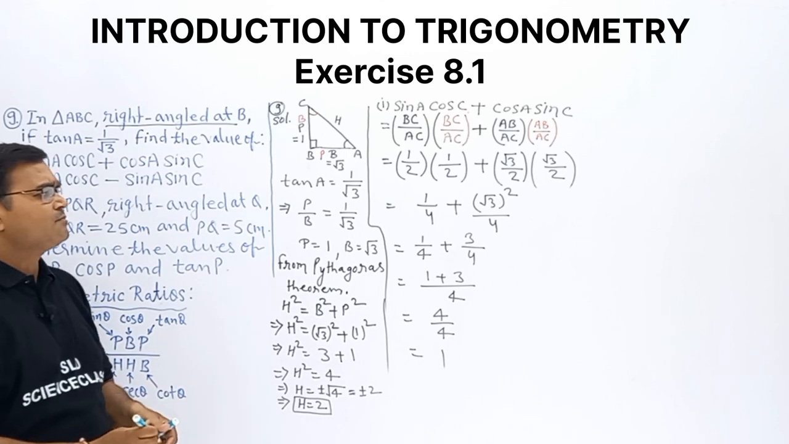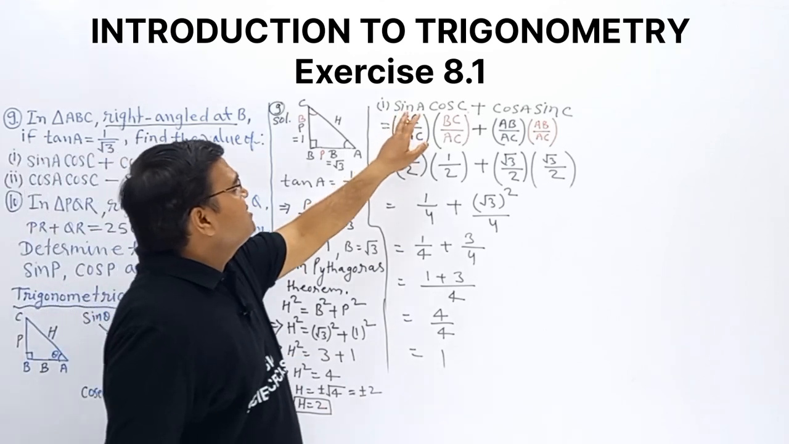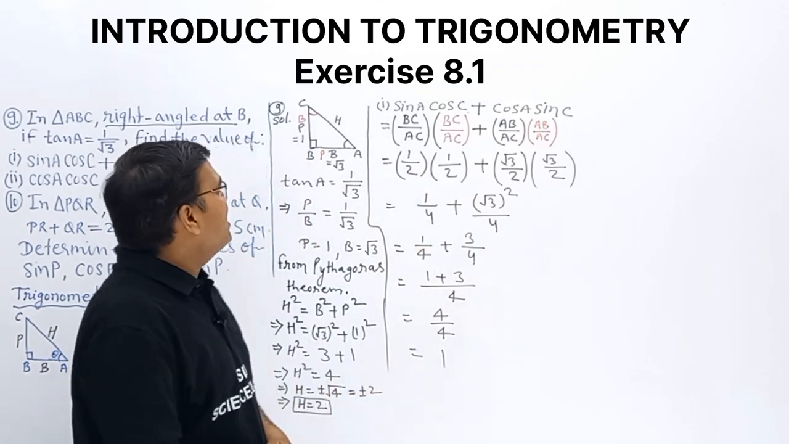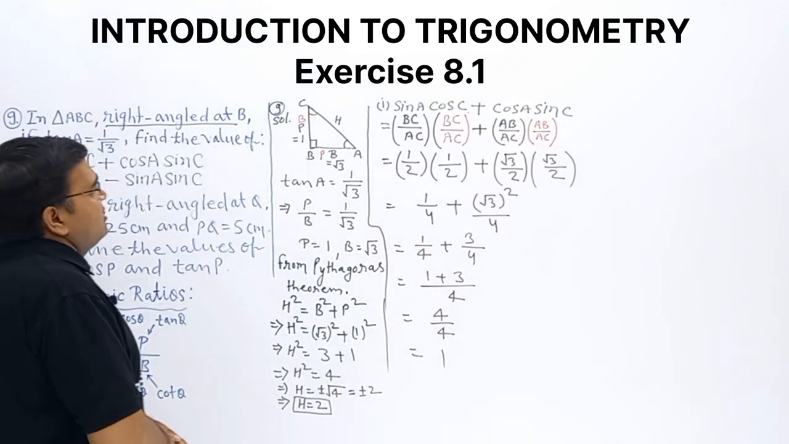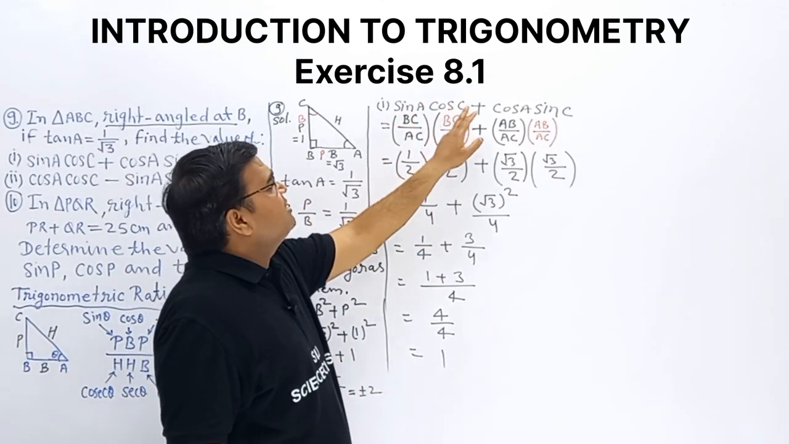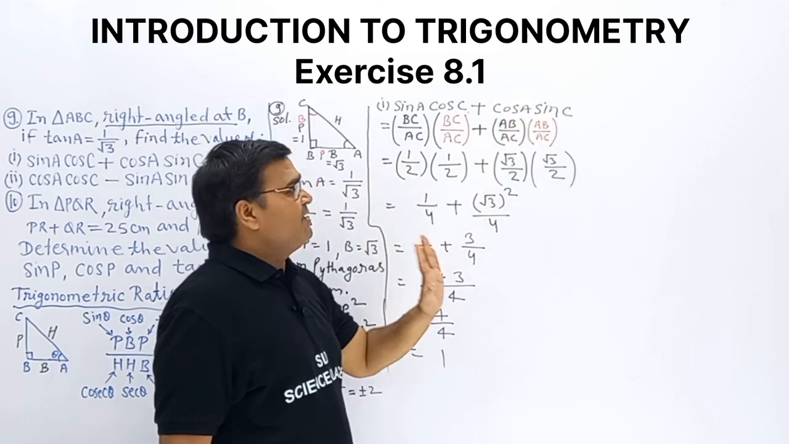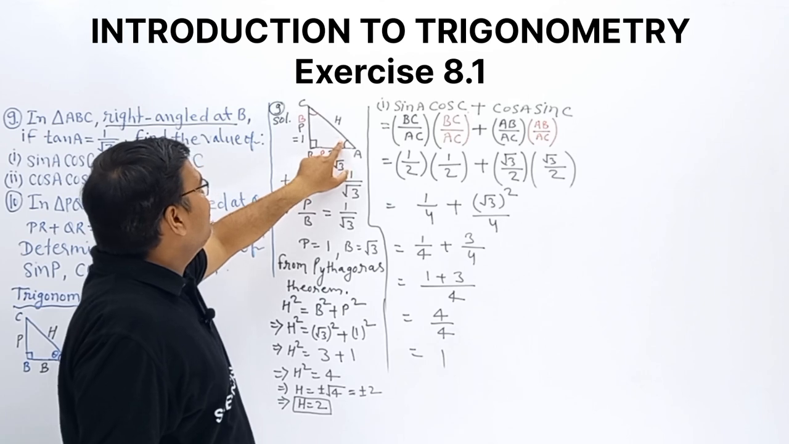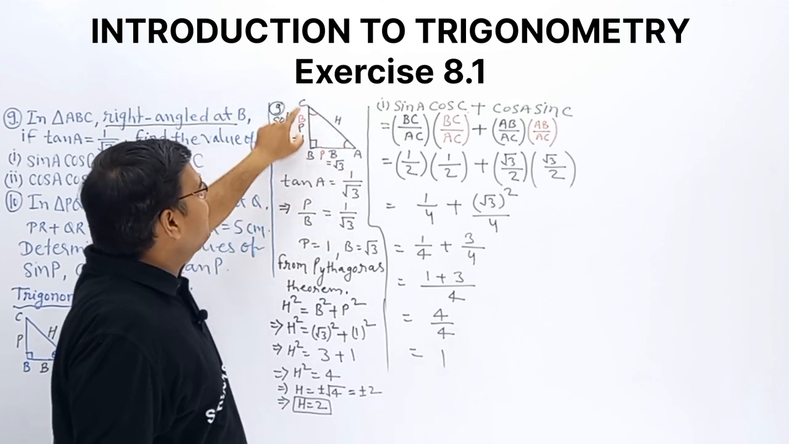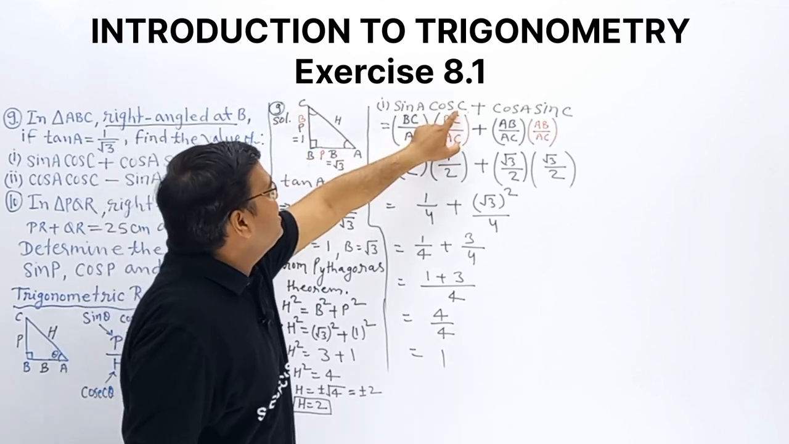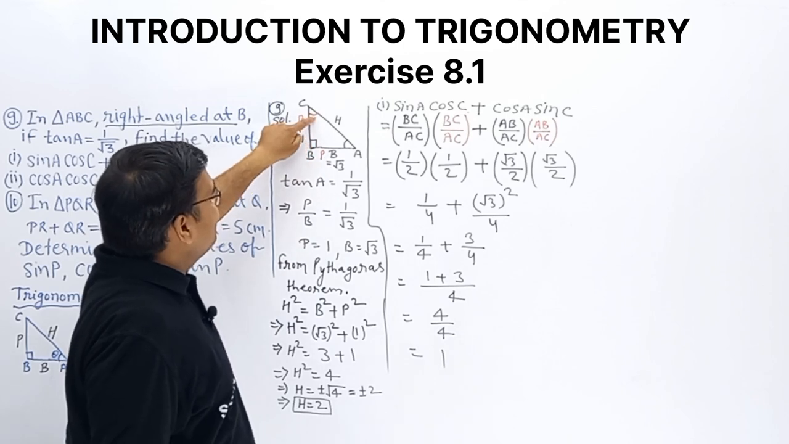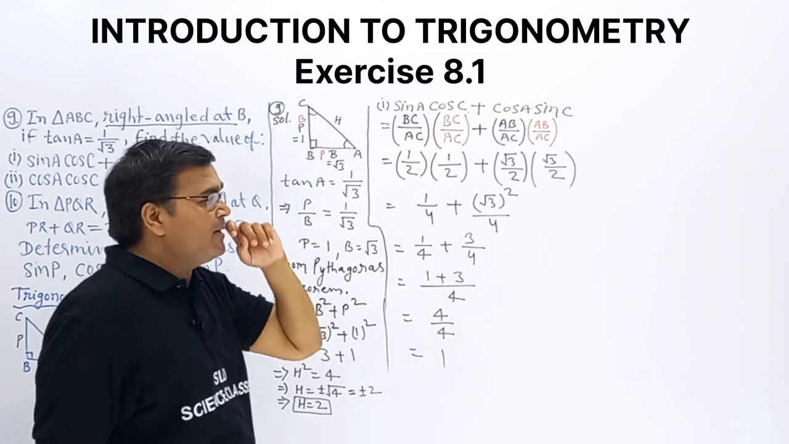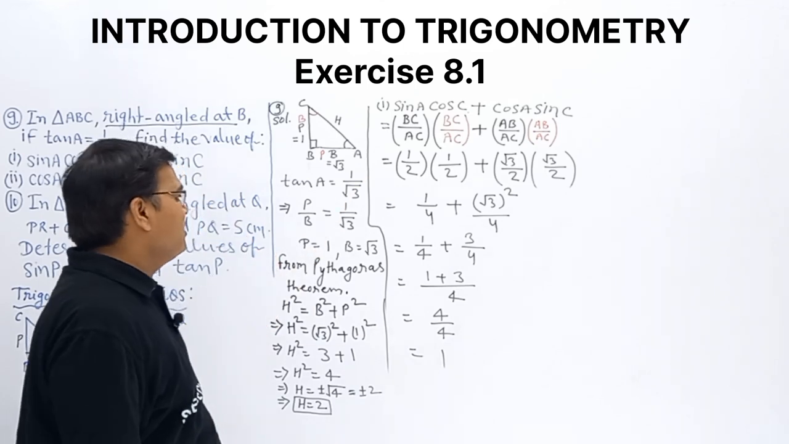So what is the value of this one? Observe, easy question. We are having sin A cos C plus cos A sin C. Clear? A we will consider as the acute angle, then this will be perpendicular. So BC upon AC. For cos C, its perpendicular is this one and base is this one, but cos theta is the base upon hypotenuse, so we are using this one. Clearly, we are doing it like this.